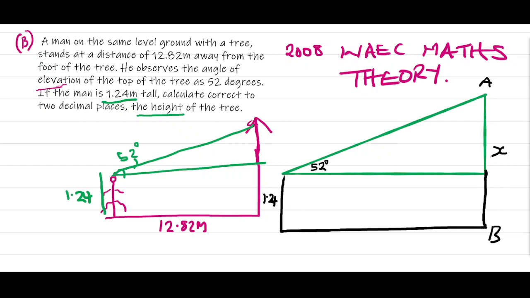Not really that clear, so let me even take off some parts. So we have the man's height as 1.24 meters. This distance on the floor here is 12.82 meters. And that is all we are given in the problem. Our task is to find x.